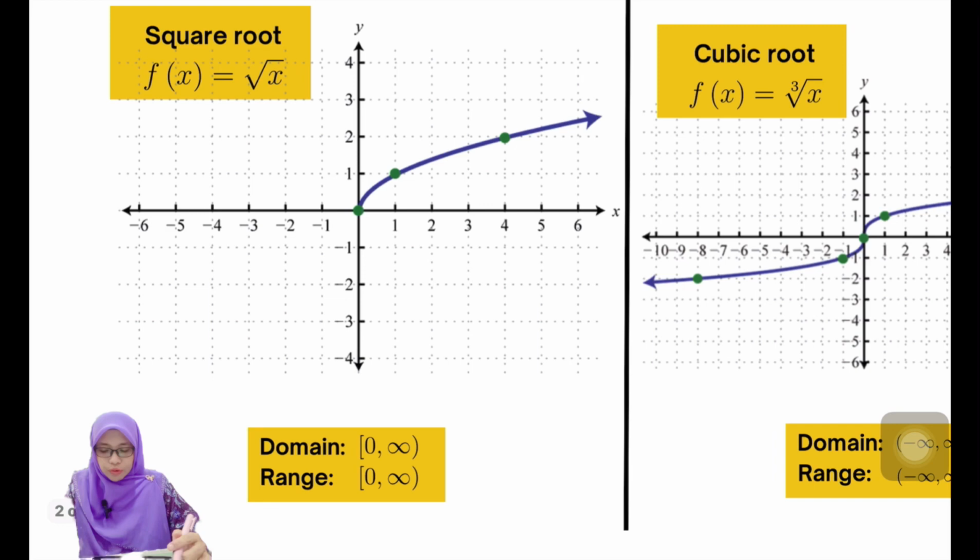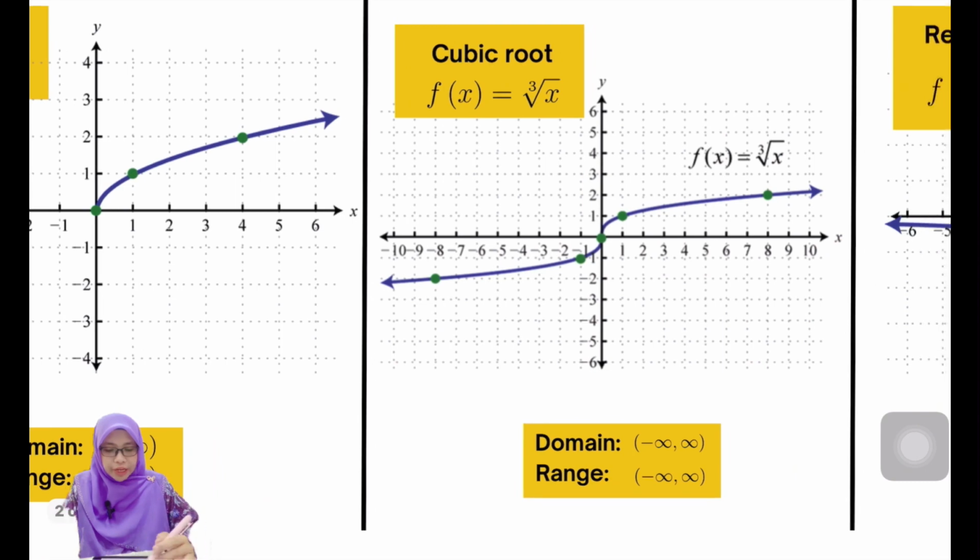Okay, next we have a square root function, which is f(x) equivalent to square root of x. The shape of the graph will be like this. It starts from 0 and goes until infinity. Therefore, the domain of the square root function is 0 until infinity, and the range is also from 0 until infinity. Next, we have a cube root, which in general the function is f(x) equivalent to cube root of x. The shape of the graph will be like this.